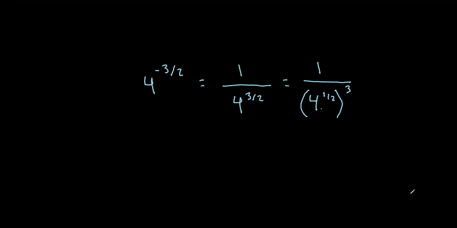So now we have 4 to the 1/2, or the square root of 4. That's just 2. So we have 1 over 2 raised to the power of 3. So 2 to the power of 3, that's 2 times 2 times 2. That's 8. So 1/8 is our final answer. 4 to the power of negative 3 halves is 1/8. Let's try one last example.